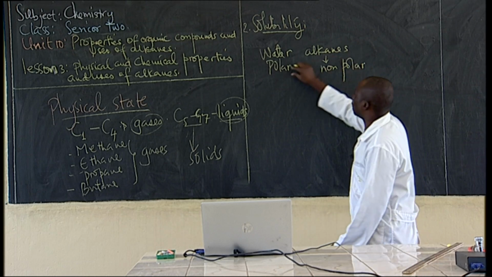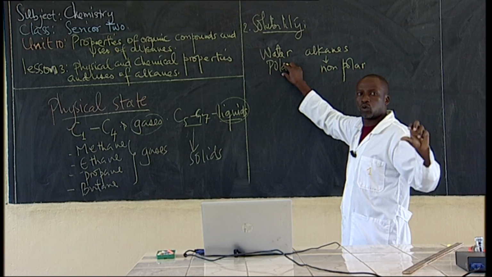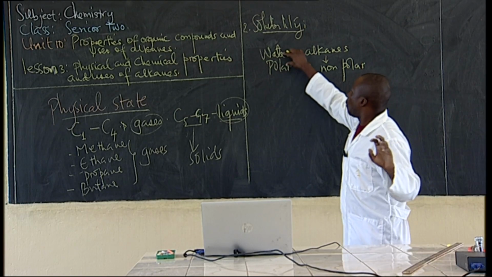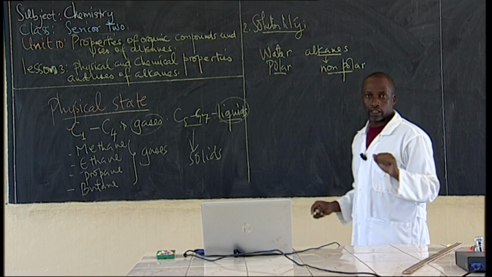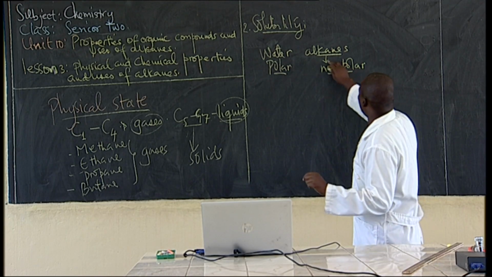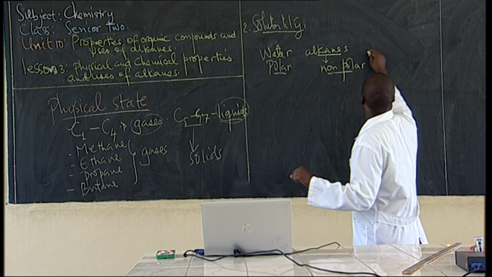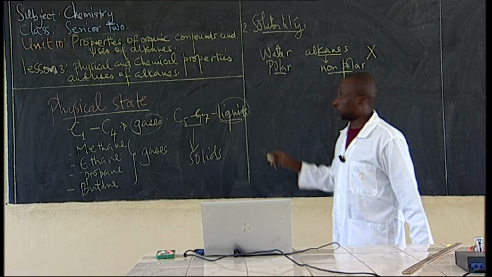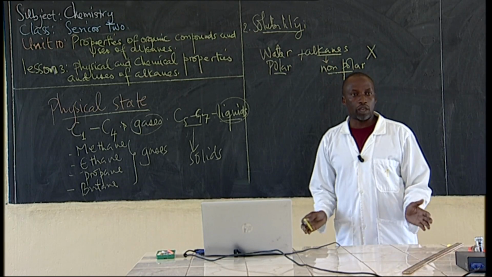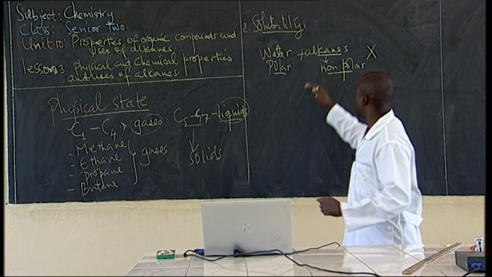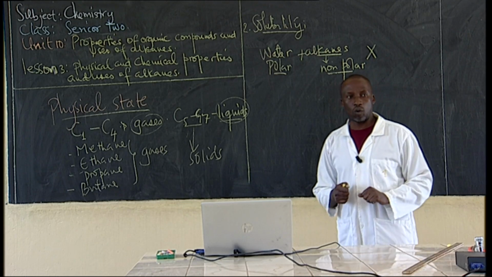I'm just trying to explain how the rule operates. Water is polar. Alkanes are non-polar. So because they are not the same, they don't have the same nature, these ones will not dissolve. When you get water and add an alkane, there will be no dissolving. And this applies to most of the organic compounds.